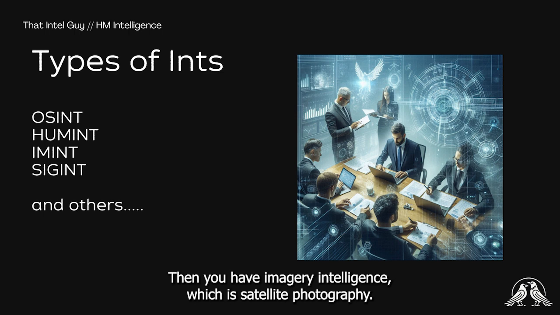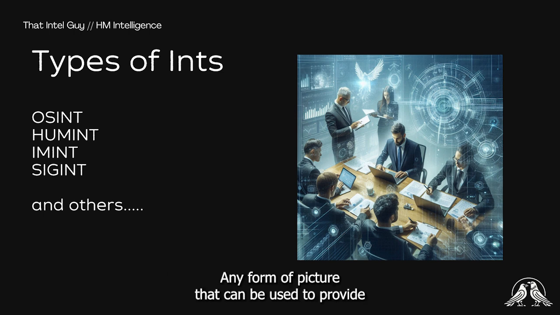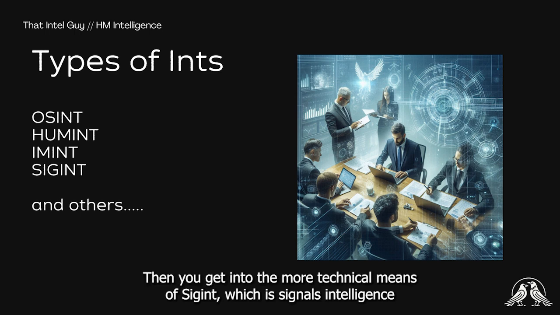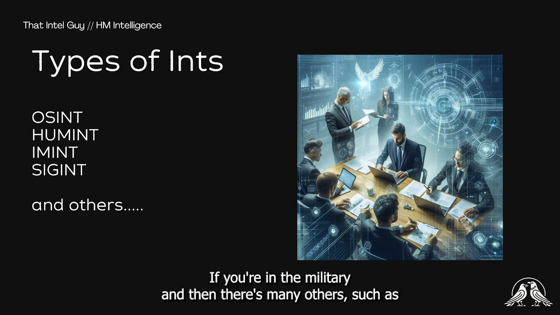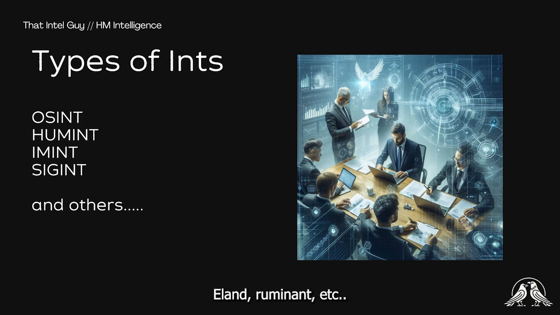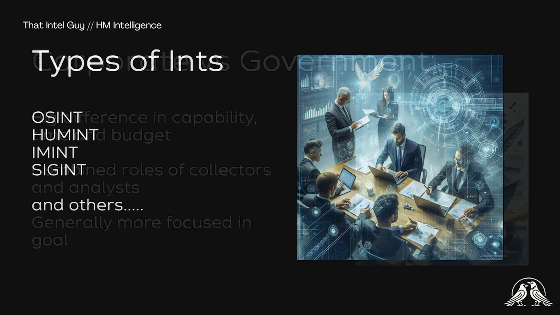Then you have imagery intelligence, which is satellite, photography, any form of picture that can be used to provide information or intelligence to decision makers. Then you get into the more technical means of SIGINT, which is signals intelligence, or the intercepts between phones and other forms of communication, radio if you're in the military, and then there's many others such as ELINT, RUMINT, etc.